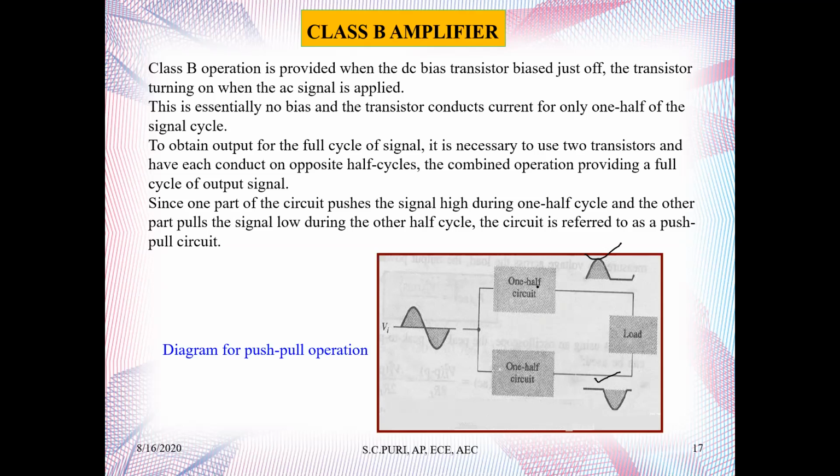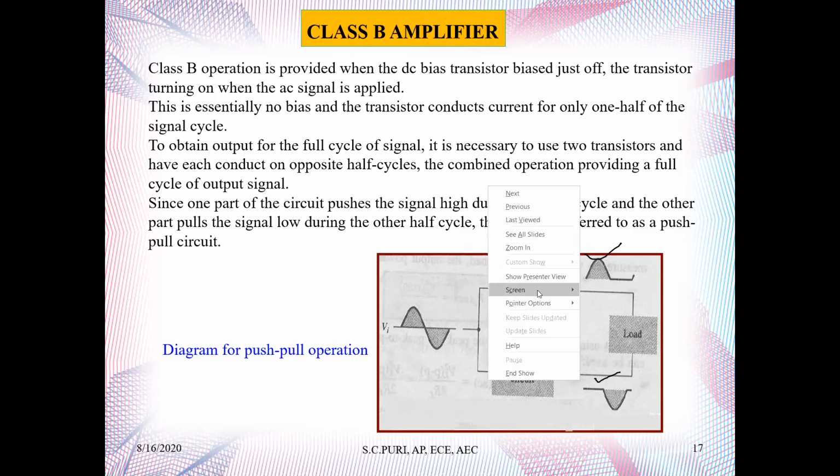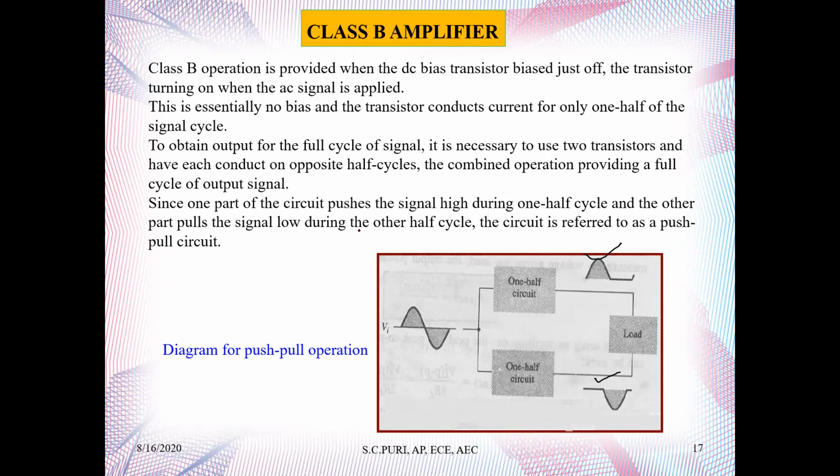Since one part of the circuit pushes the signal high during one half cycle, and the other part pulls the signal low during the other half cycle, this circuit is referred to as a push-pull circuit. So in objective questions, MCQs, it comes in university. Regarding push-pull amplifier, you need to always go for class B amplifier. Class B amplifier is actually a push-pull circuit because of the operation in which it works.